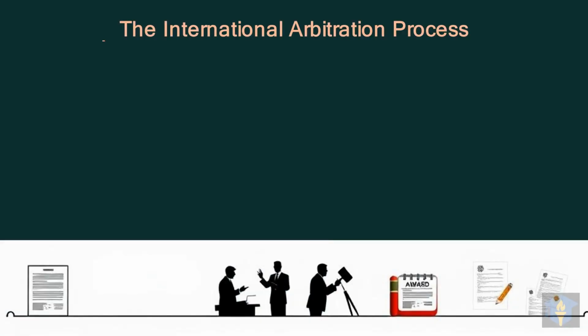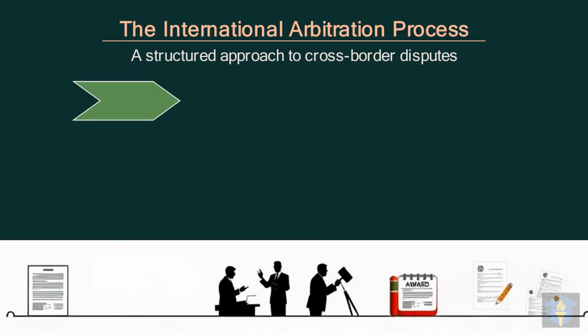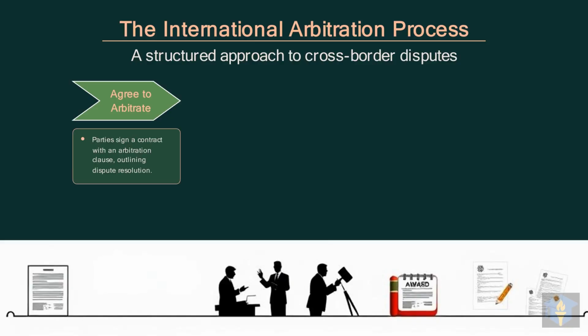Now let's explore the international arbitration process, a crucial method for resolving cross-border disputes. This provides a structured approach to cross-border disputes that might arise in international business. The first step is to agree to arbitrate, where parties commit to this dispute resolution method. Parties sign a contract with an arbitration clause that outlines how disputes will be resolved outside court.